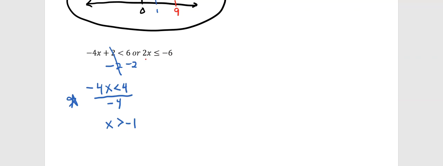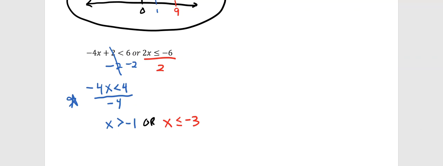We'll move on to the right side. The right side is a fairly straightforward inequality on its own. We'll simply divide by 2. And we will get, I'm going to bring that down to be in line with the other, x is less than or equal to negative 3. Now again, don't forget, we want to join the word or in there, okay?